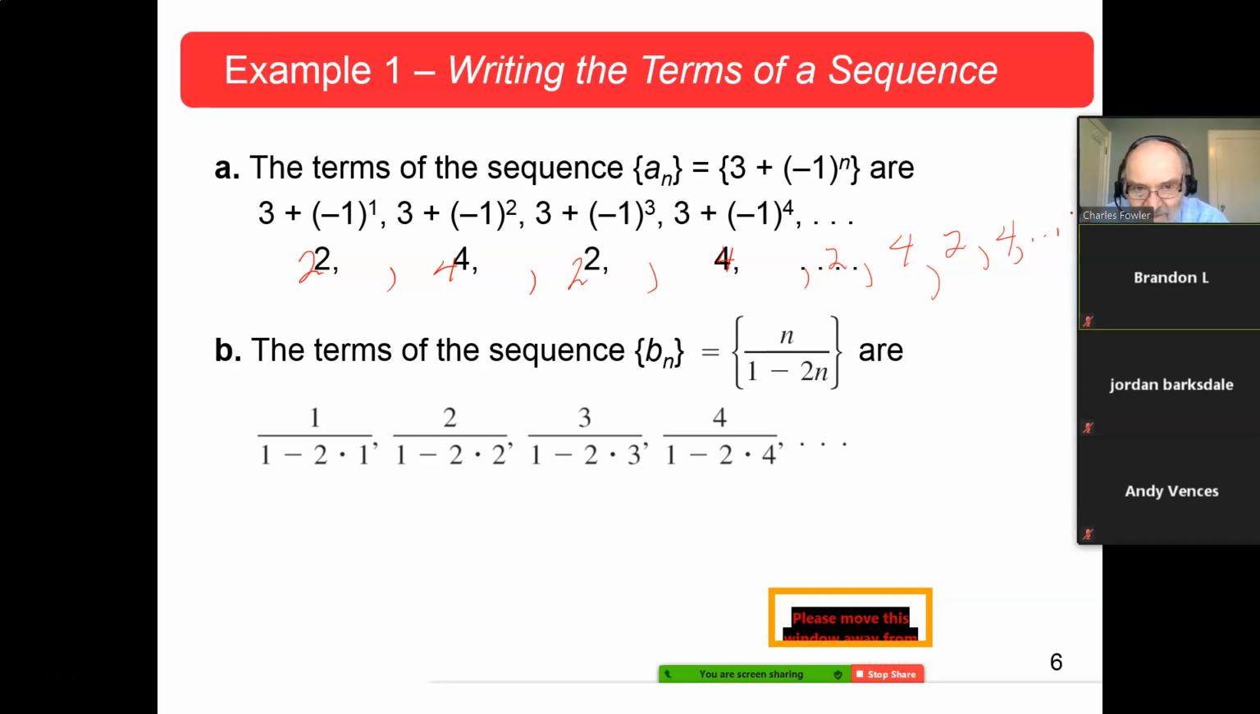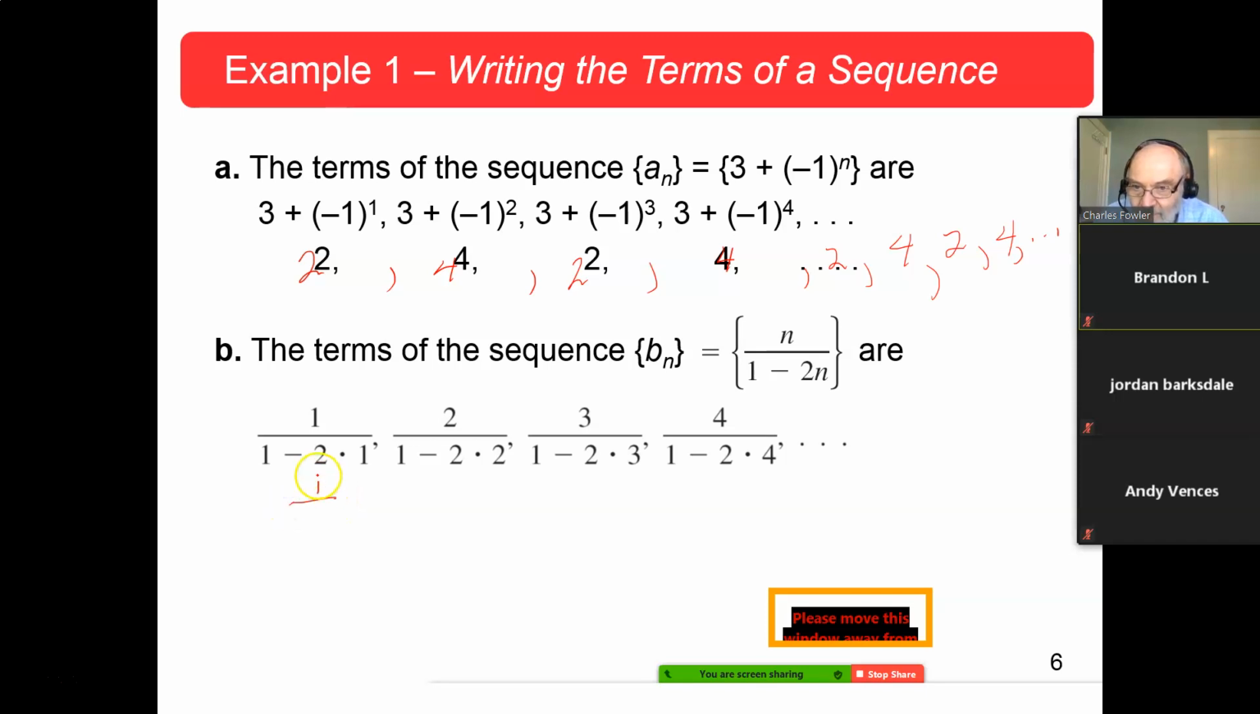Now I wish they hadn't done all the work for you here, but this would be 1 because that's your n. The first value there, the first integer, the first counting number is 1. Over this one is there in the problem, 1 minus 2 times 1. Okay? And the next one would be 2 over 1 minus 2 times 2. The next one would be 3 over 1 minus 2 times 3. Next one would be 4 over 1 minus 2 times 4. And it keeps on going. Well, let's see what this gives us.